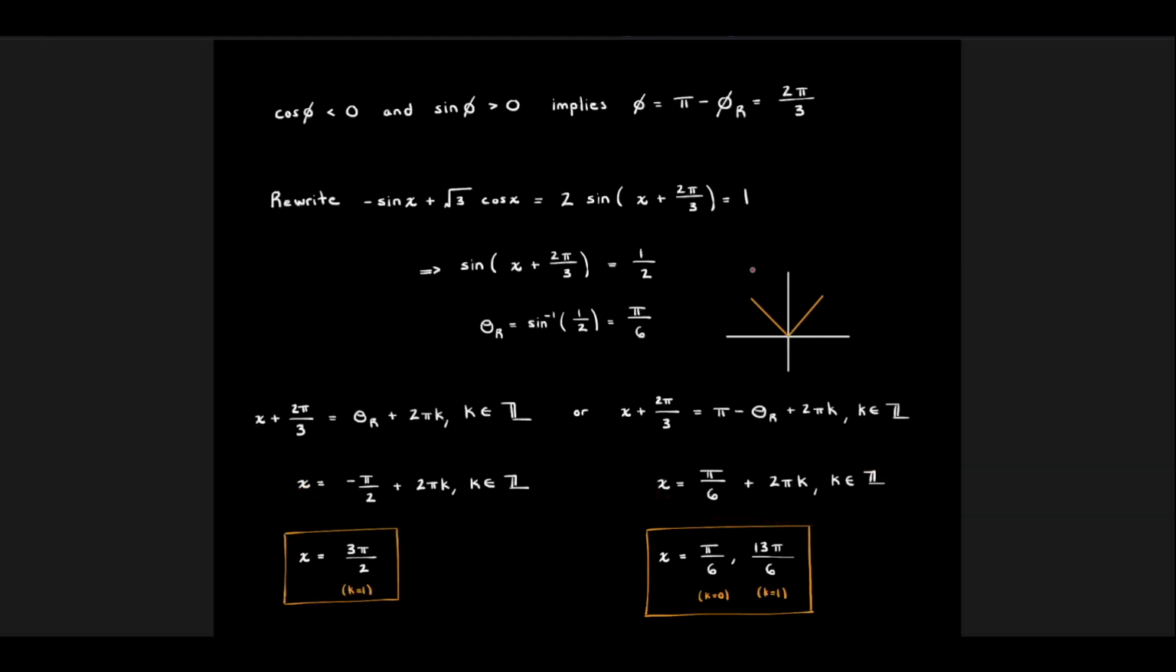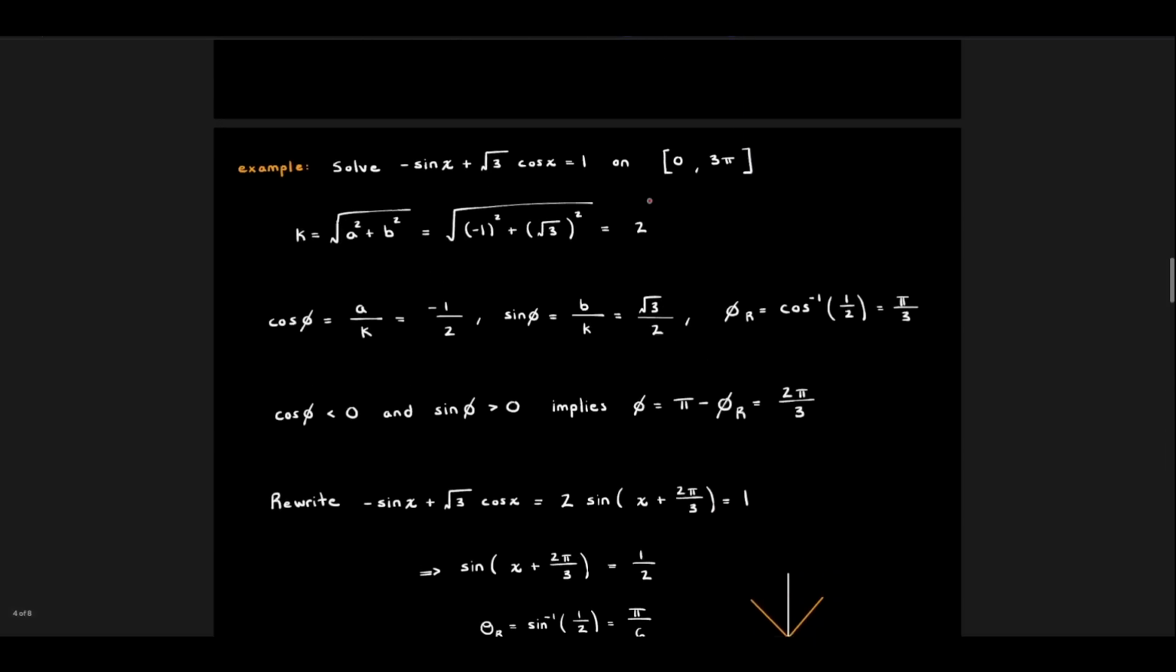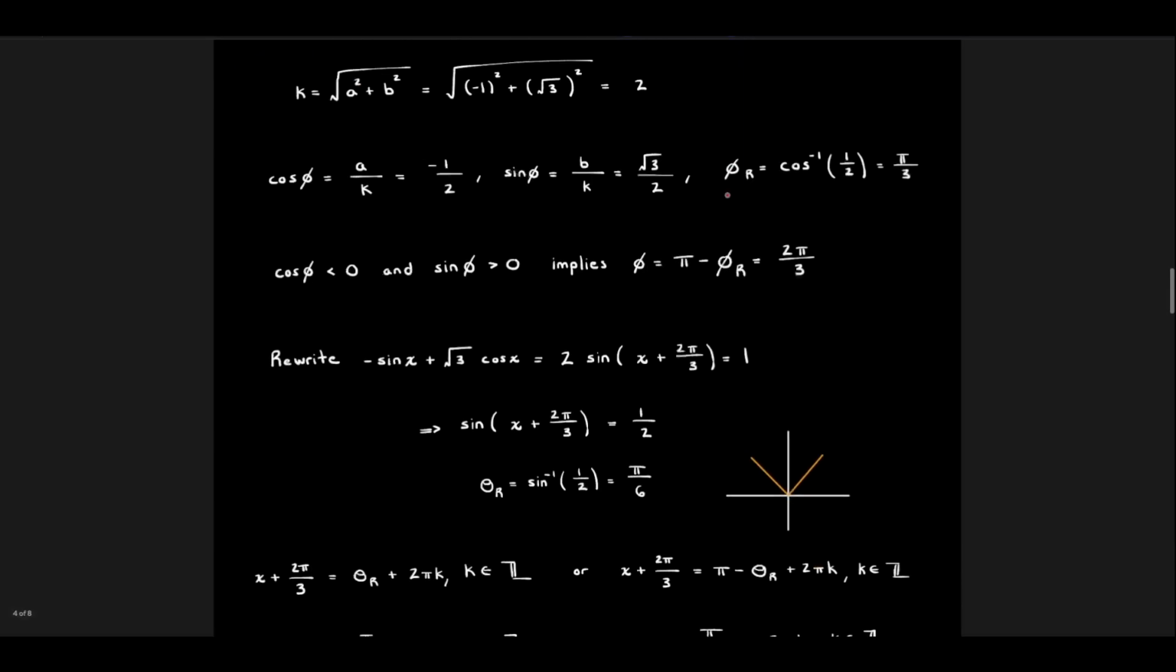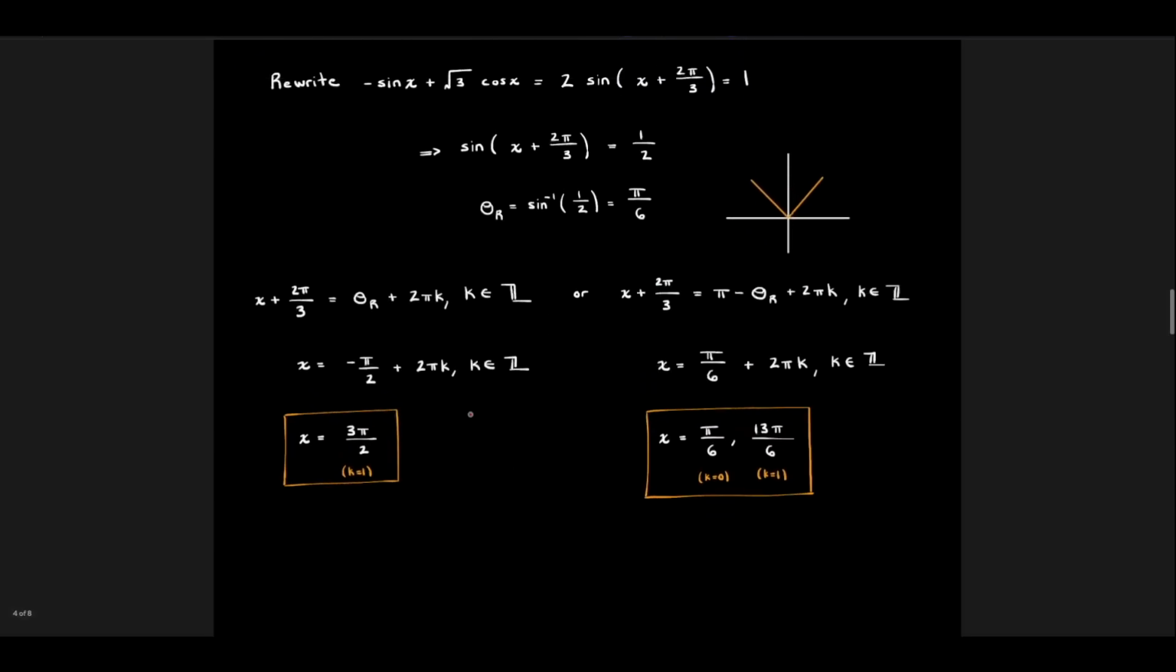But remember, we're looking for solutions on 0 to 3 pi. So for that reason, we have to track the parameter that gives us those values in that interval. Well, this one is not in that interval. So I need to add a multiple of 2 pi. If I do that once, I get 3 pi over 2. That is in the interval. Now, if I add another 2 pi, then I'll end up leaving my interval. So this is the only solution here.